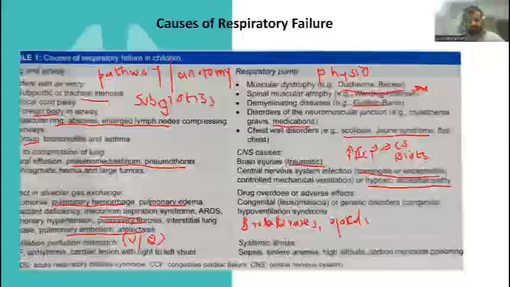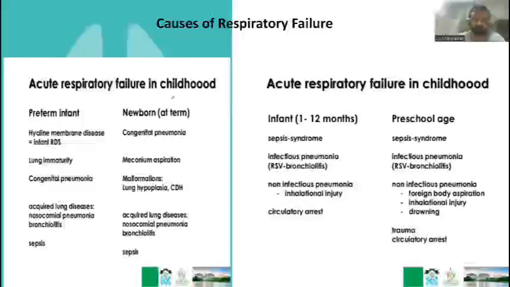And systemic illness may cause hypoperfusion to the muscles and hypoperfusion to the brain centers. Again, as you all know, the respiratory center is present in the pre-Bötzinger complex inside the brain, in the medulla, and you do not forget it. There are apneustic center and there are pneumotaxic centers. Now, what are the causes according to the age?